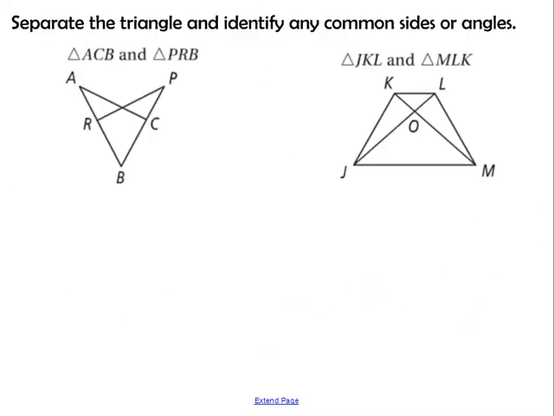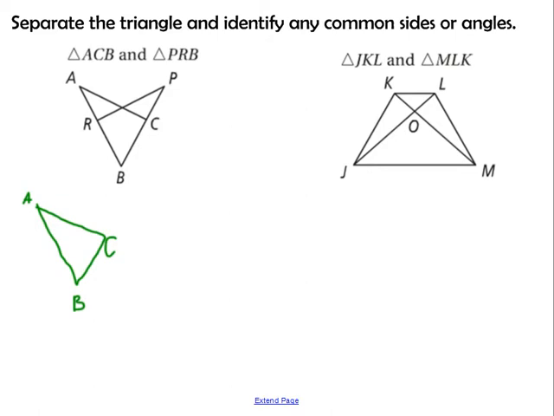So we're just going to take that idea of separating triangles and identifying any common sides or angles as our first step in being able to prove these triangles congruent. So let's go ahead and practice that. So we want to take triangle ACB, so start with A, go to C, and then B, and then you want to retrace this. There's my triangle. And then I'm going to go ahead and pull that triangle out over here. So you basically want to redraw this sketch.